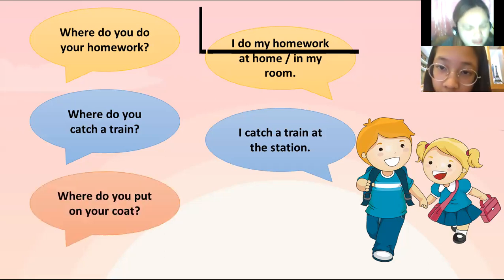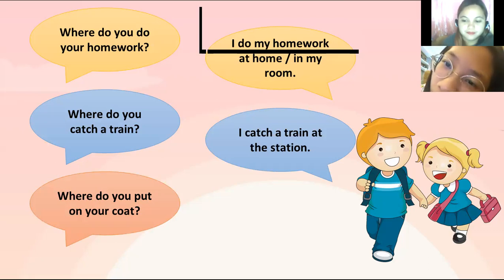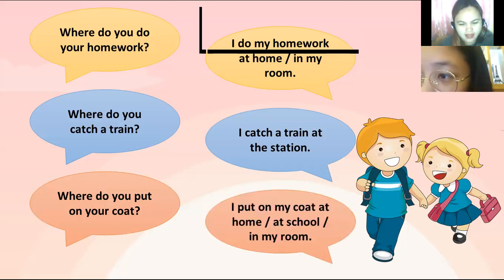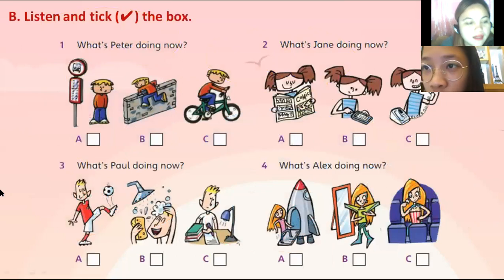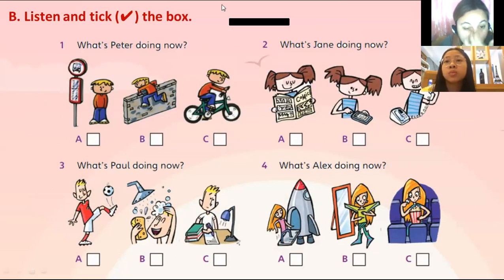Okay, now last question. Where do you put on your coat? In the room. Okay, in your room. Very good. Okay, so now Laura, let's have activity letter B. Listen and tick the box.